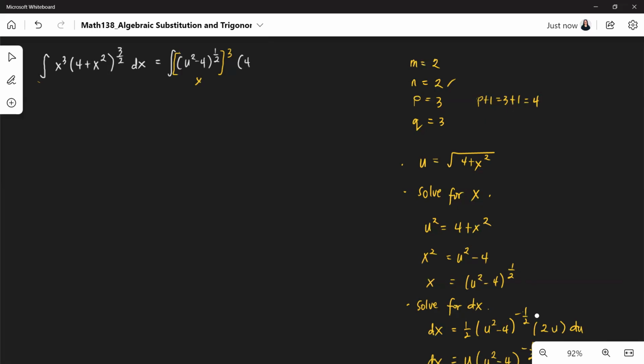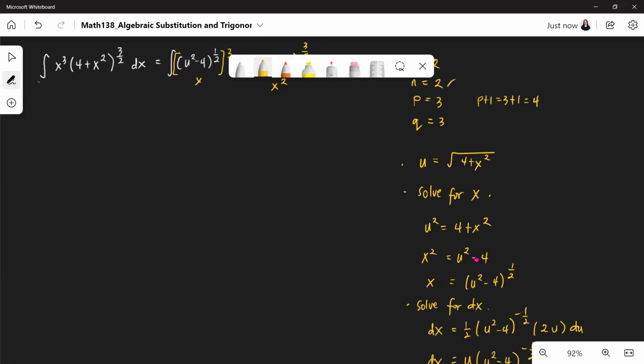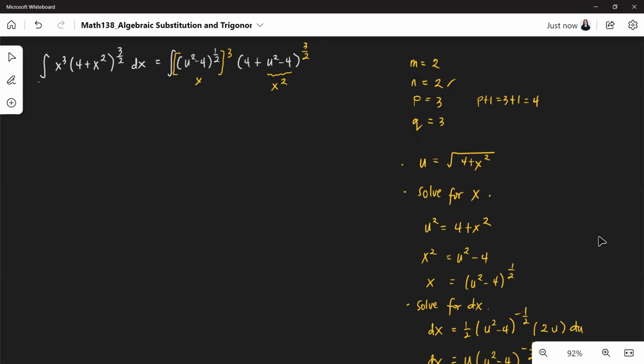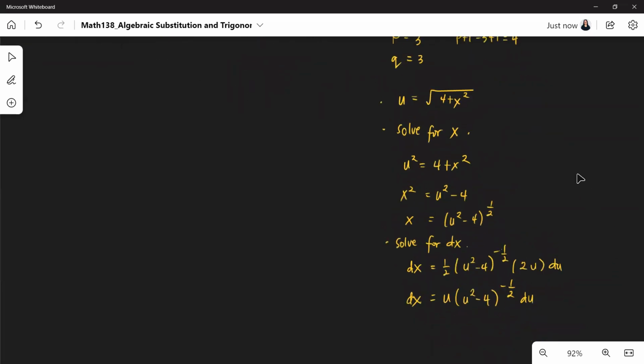So we have 4, no, plus x squared. So x squared from here is u squared minus 4. Then we need to raise this to a power of 3 halves. Okay, again, the u squared here is the x squared, and then the dx. So this step is not necessary. If you can right away express the x cubed as u squared minus 4 quantity raised to the power of 3 halves, because we have 1/2 times 3, then write it na lang. So this is, of course, for discussion purposes. That's why we are writing everything, para explain yun in detail.